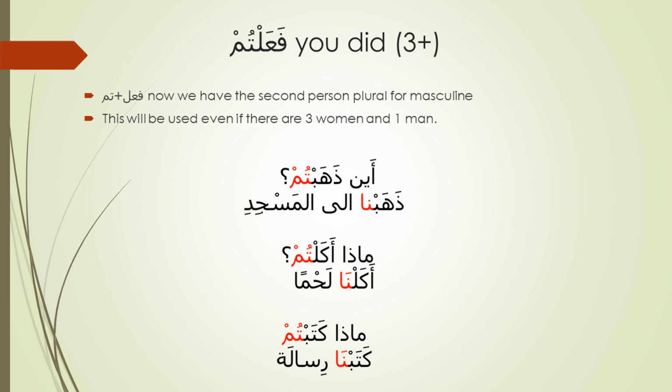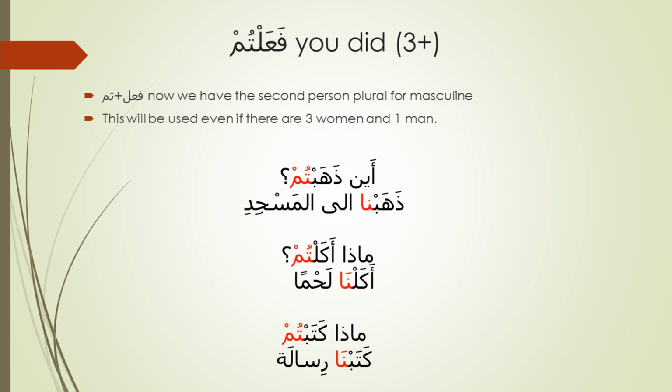So now we've increased it a bit by tum. We have our fa'ala plus the tum. So fa'altum means you all did. If I'm speaking to everyone in this masjid, how do you say to sit? You know the verb to sit, jalasa. Now how would I say you all sat right now? Jalastum. Yes. That is how you say you all sat.